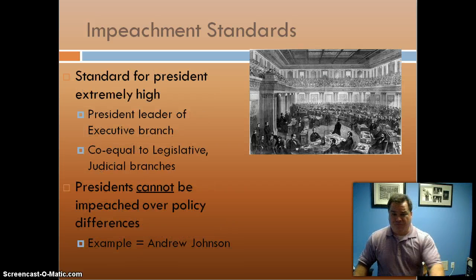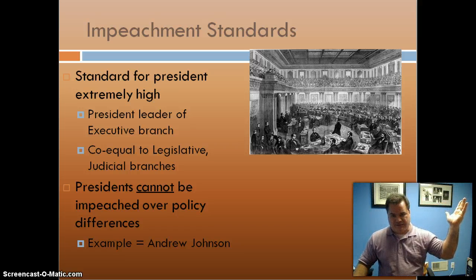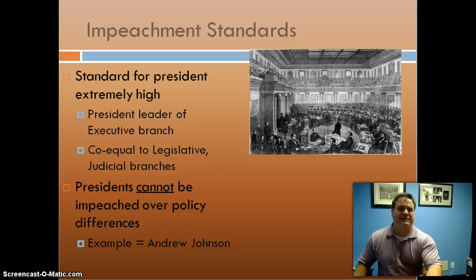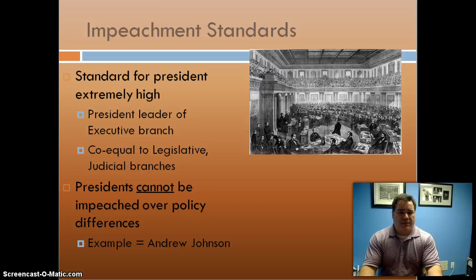Now, for the president, the standard's extremely high. You have to get a really high bar, a lot of evidence that a president should be removed outside of the election process. Because again, the president's the leader of the executive branch. They're the head of one third of the entire government. And as we've talked about in class, think of what the president is the head of, the visible government. Millions of people call him boss. He's co-equal to the legislative and judicial branches.